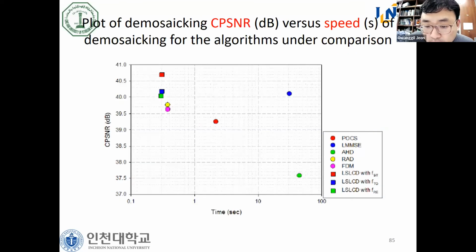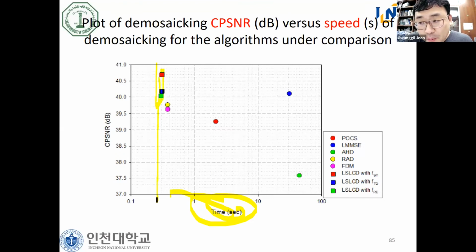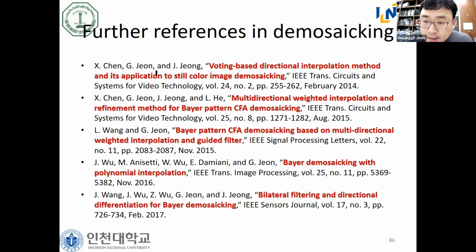Here is the final result of the introduced algorithm. As you can see, this is a log scale of time performance, and our proposed method is relatively fast compared to the other methods, and its CPSNR is higher. And here are some previous works of my demosaicing method.